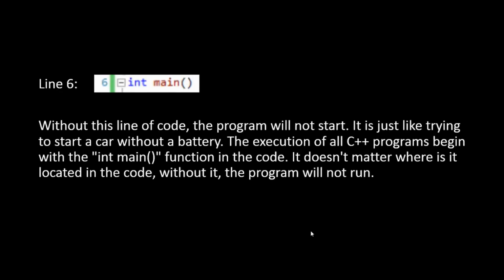Alright, line number 6, int main. Without this line of code, this program will not start. A good analogy would be that it's like trying to start a car without a battery. Every single C++ program written has this one line of code, int main, in the program. It doesn't matter where it's located in the code. Without it, the program will not start.